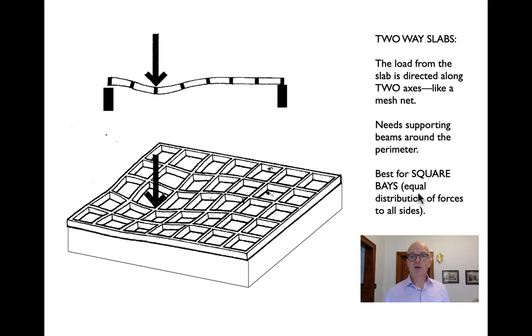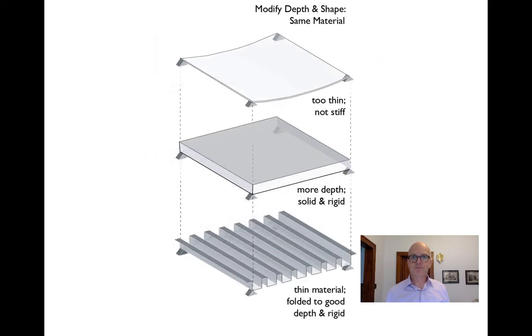And when we do this, we're trying, where we can, to get bays that are more or less square. Those are going to be the most efficient. Remember, too, that we're looking for stiffness and strength, but we're also looking to save weight. So a thin slab is going to deflect too much. A solid slab is going to be too heavy. We're going to get problems with punching shear.